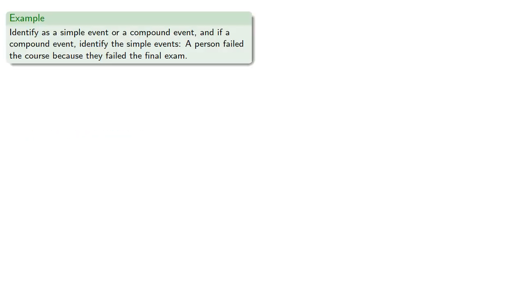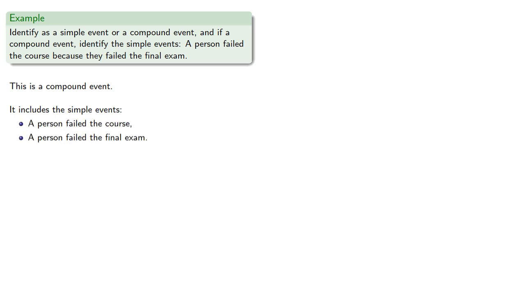So let's try to identify each as a simple or compound event, and if a compound event, identify the simple events. A person failed the course because they failed the exam. This is a compound event. It includes the simple events: a person failed the course, and a person failed the final exam.